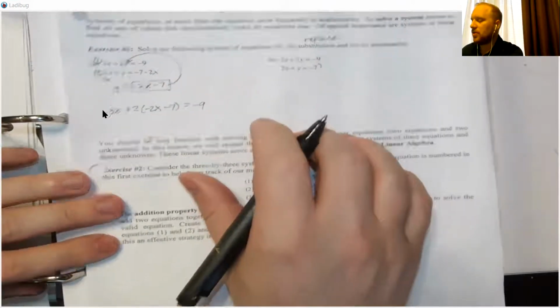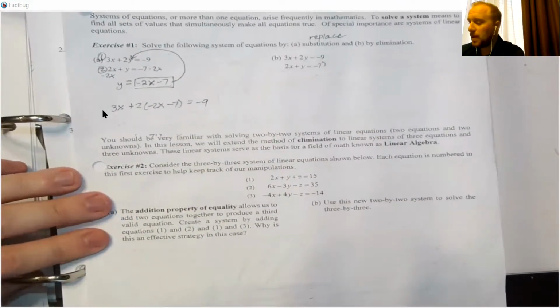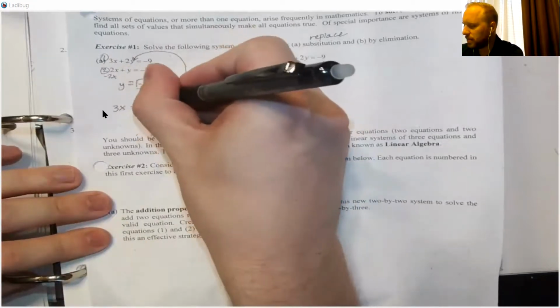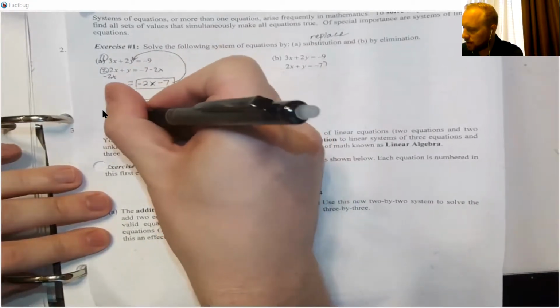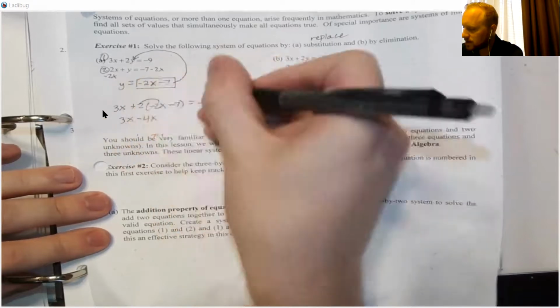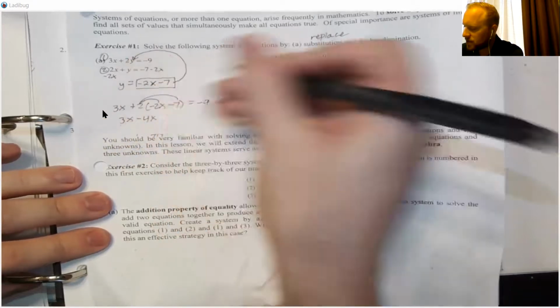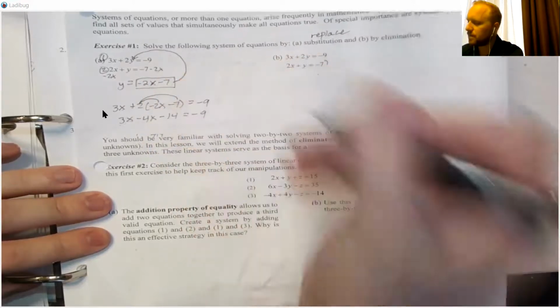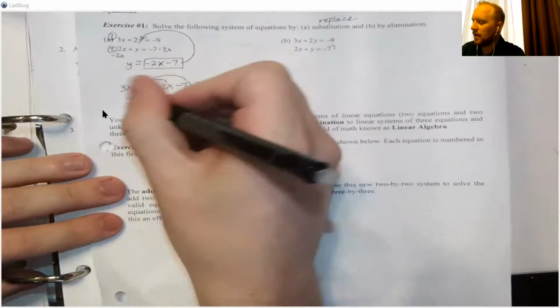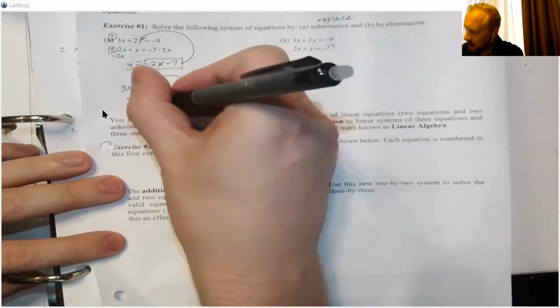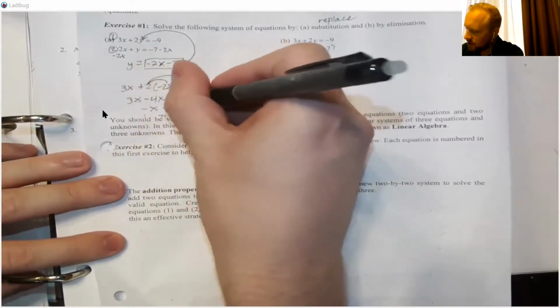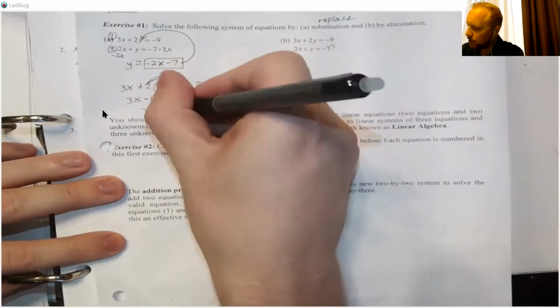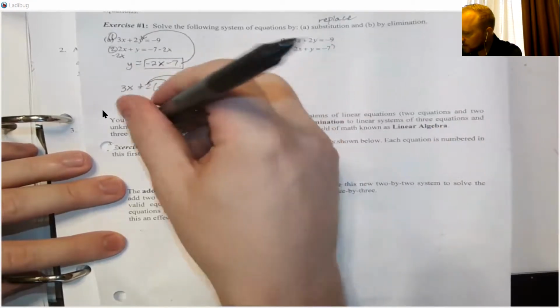Now, the next step is we have to do some distributing because we have to combine like terms and solve for x. So we're going to take this 2 and multiply by negative 2x. So we get 3x minus 4x, and 2 times negative 7 is negative 14, is equal to negative 9. Then we're going to combine these like terms. We're going to get negative x minus 14 is equal to negative 9.